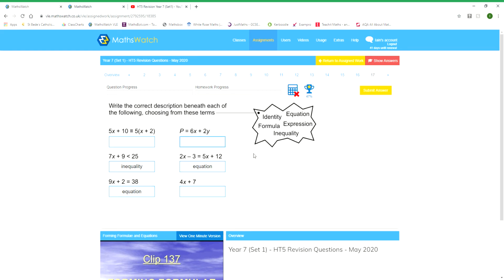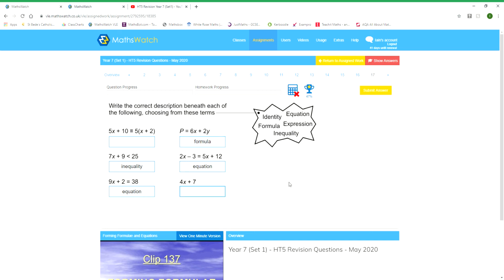Coming back to this one then, this one is a formula, and that one is a formula because we are trying to find something maybe real life. So we're trying to find out what this value of p is. We may be given this value of x and this value of y, and then we can work out what this value of p is. So we're maybe working out a real thing like pressure, for example.